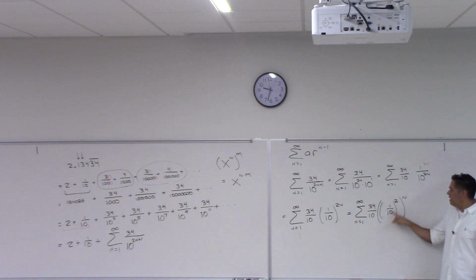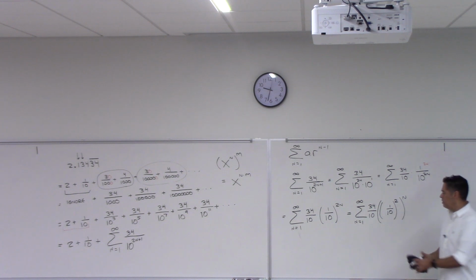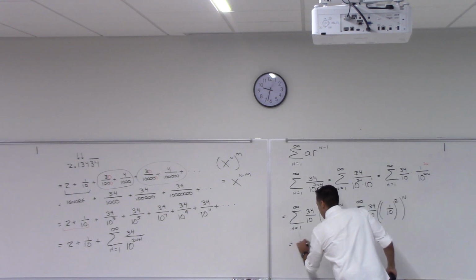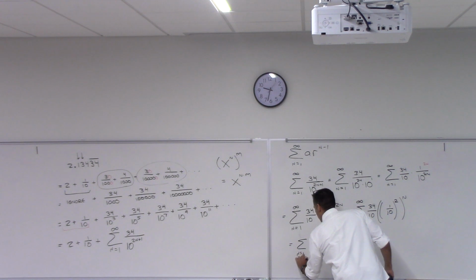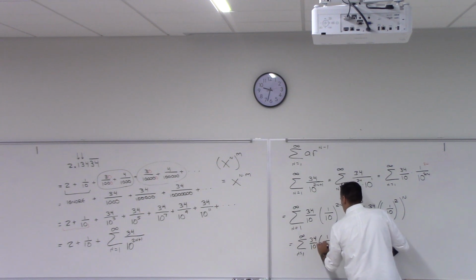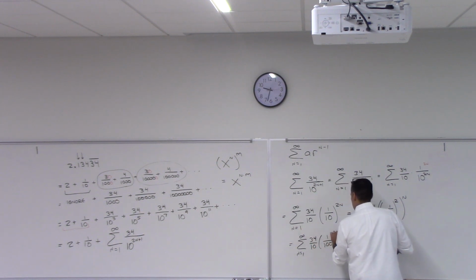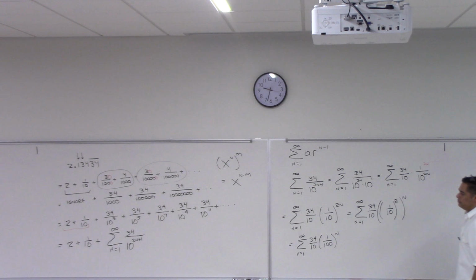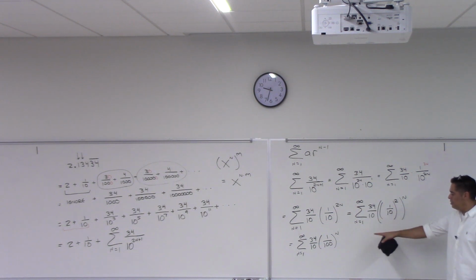Okay, but what's 1/10 squared? 1 over 100, right? So this is going to be the sum from n equals 1 to infinity of 34 over 10, and then that's really 1 over 100 to the n. One-tenth squared is 1 over 100.